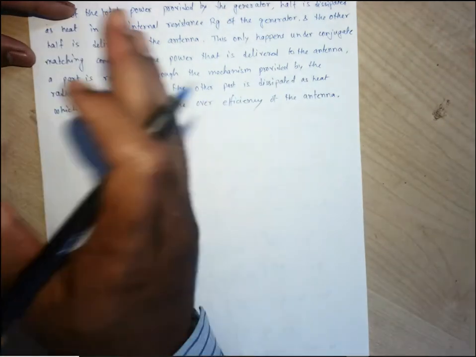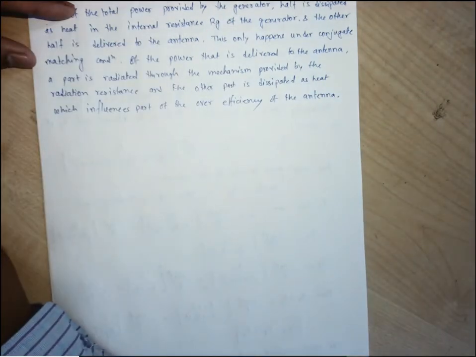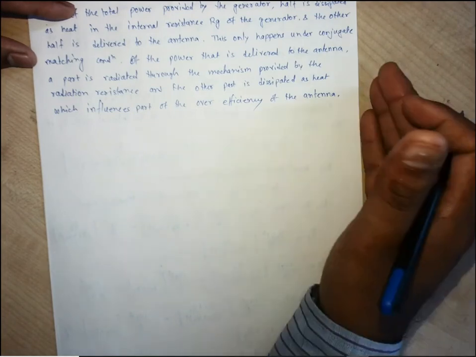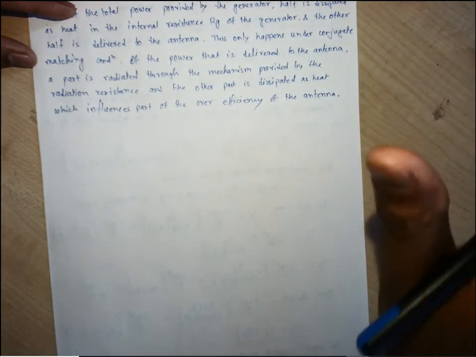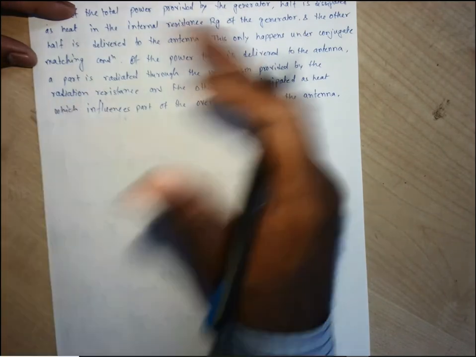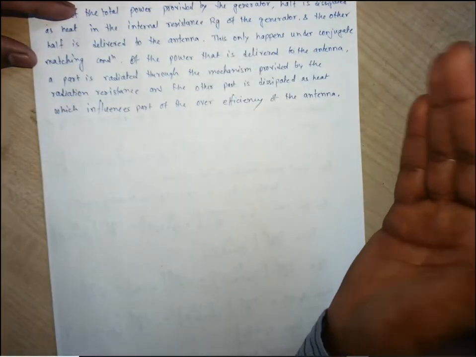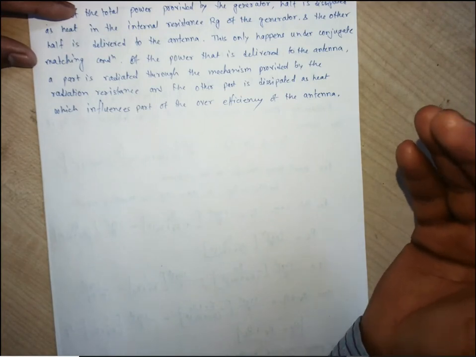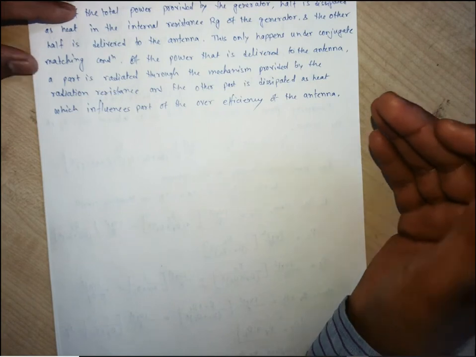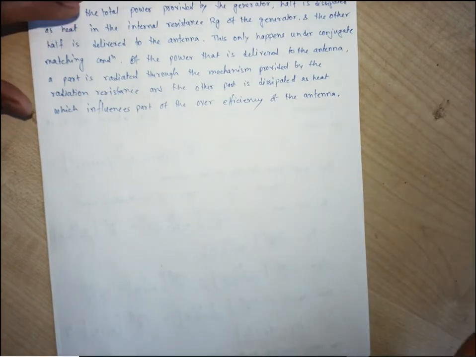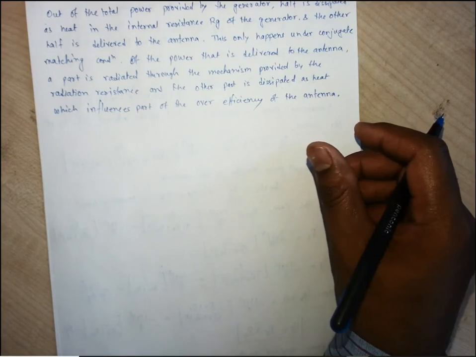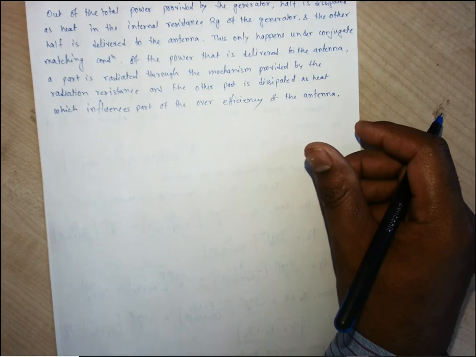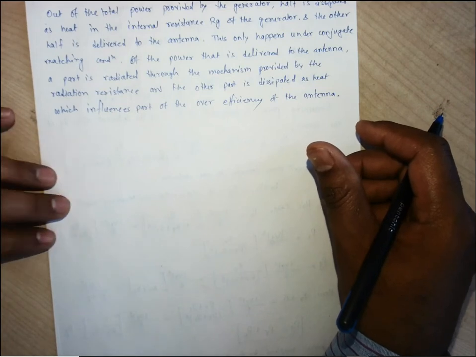So we can say half is already dissipated as heat in the source. Now out of the remaining half, 1/4 of the total, so half of that half is dissipated as heat, and the remaining half is again getting lost as heat in the antenna structure itself. So only a minimum amount of power is responsible for the radiation from the antenna. So this is the case under transmitting mode.